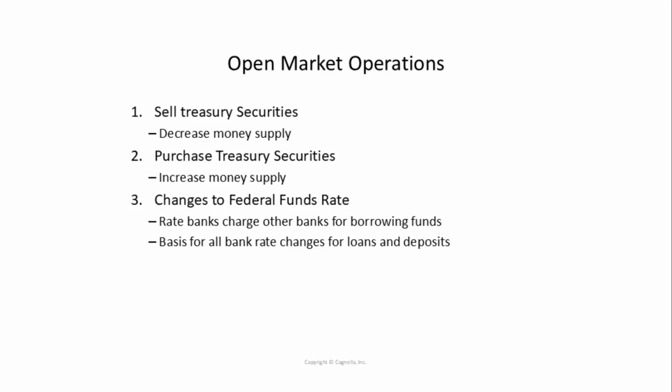Among these, open market operations are the most powerful tools. By buying or selling Treasury securities, the Fed directly changes the money supply and thus influences interest rates. This action drives the federal funds rate, which then impacts loans and deposits throughout the entire economy.